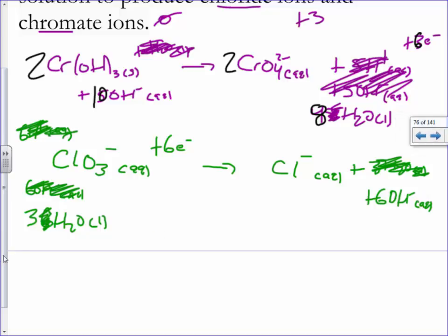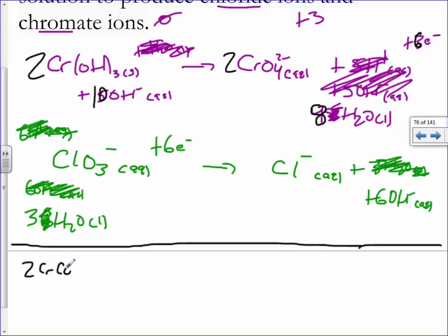And hopefully you're fairly good at being organized. I'm sorry if mine's a little bit messy here, but hopefully you can keep track of what we got now. Put it all together. So, here's 2 chromium 3 things there. Chromium 3 hydroxide solid. And we also need one of these ClO3 minuses.